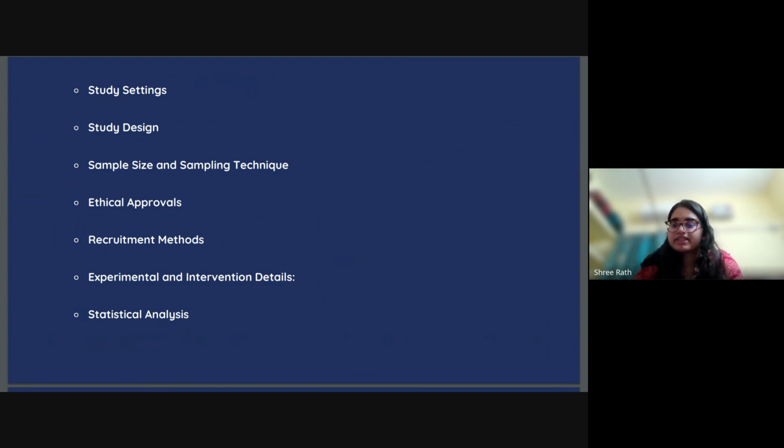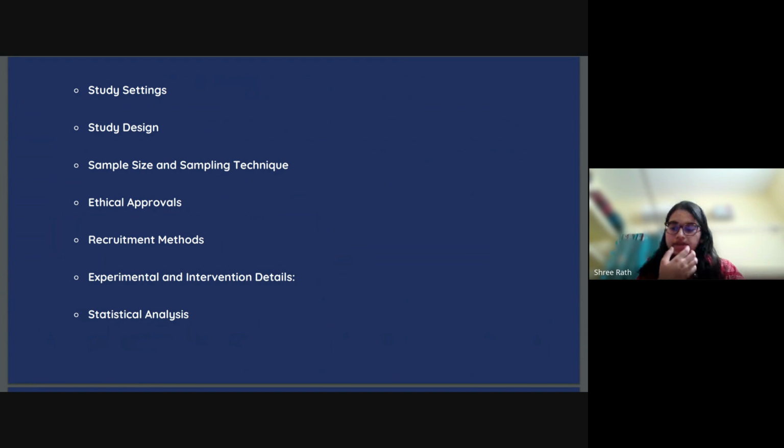Then the recruitment methods, how did you recruit, your consent form, and the experimental and interventional details. Suppose you gave any intervention, the amount of the drug, the route of administration, the frequency of administration, and then you'd go into statistical analysis. If it's a review, systematic review or meta-analysis, then you would summarize how you did your literature search, how you designed your search strategy, how you did your screening, your quality assessment, data extraction, and that's all.